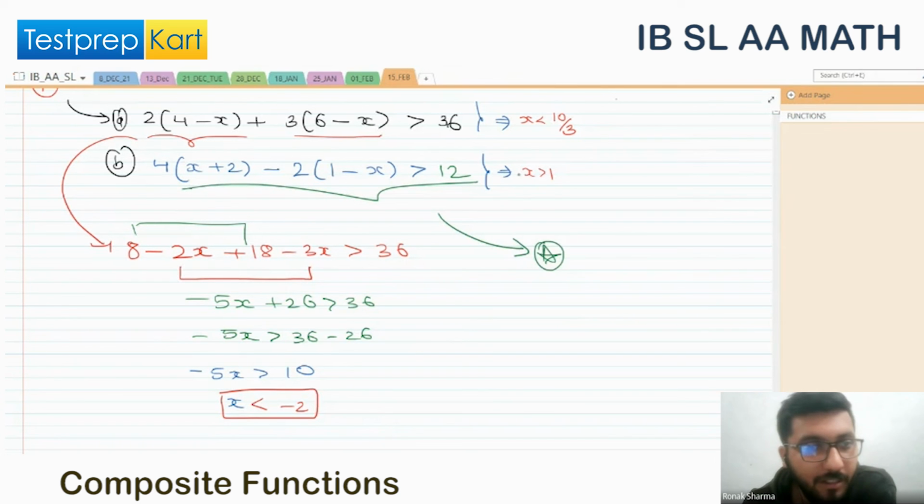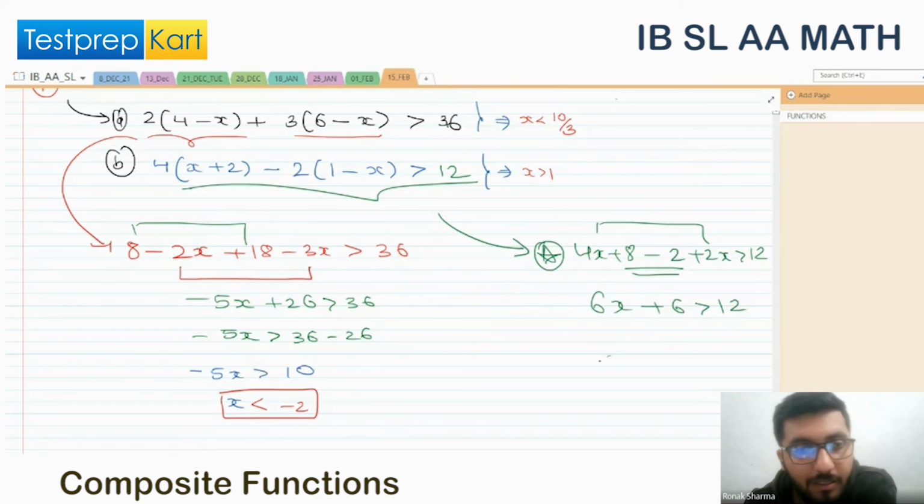Okay, let us solve this question. 4x plus 8 minus 2 plus 2x greater than 12. So 4x plus 2x is 6x. 8 minus 2 is plus 6, greater than 12. So 6x is greater than 6. That means x is greater than 1. Good.